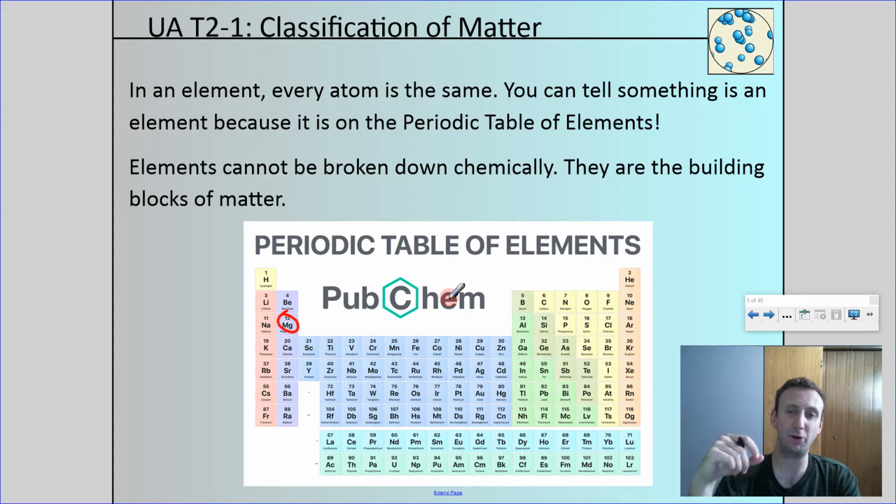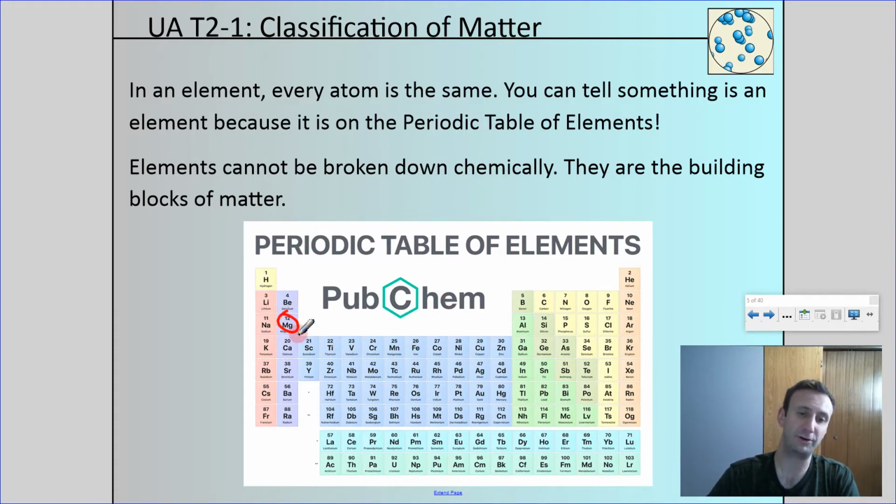Elements cannot be broken down chemically. They are as small of a unit as you can get by chemical reaction. So once I have an element, I can't chemically decompose it any further. That again is like the building blocks. It's like if you're taking apart Lego, once you get to a single Lego block, that's like your element. You can't break that apart any further. They're the basic building blocks of matter.